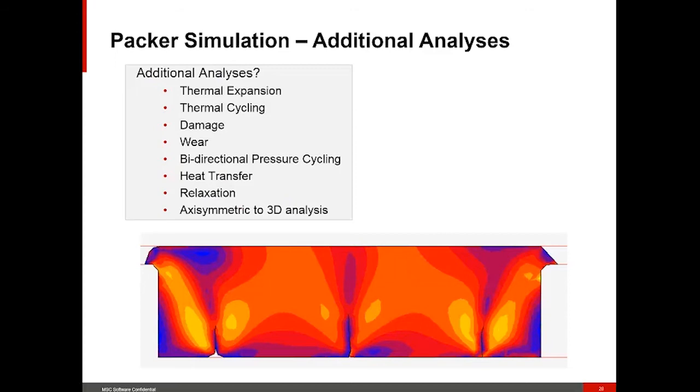So this simple packer seal model shows the capabilities of Marc with contact analysis and global remeshing. There are many other capabilities in Marc that allow the user to run additional analyses. Here are some possibilities. In particular, it is possible to run a 2D axisymmetric analysis first, just like what we have shown, and then map the result of the 2D simulation to a 3D model, then continue with a 3D analysis.